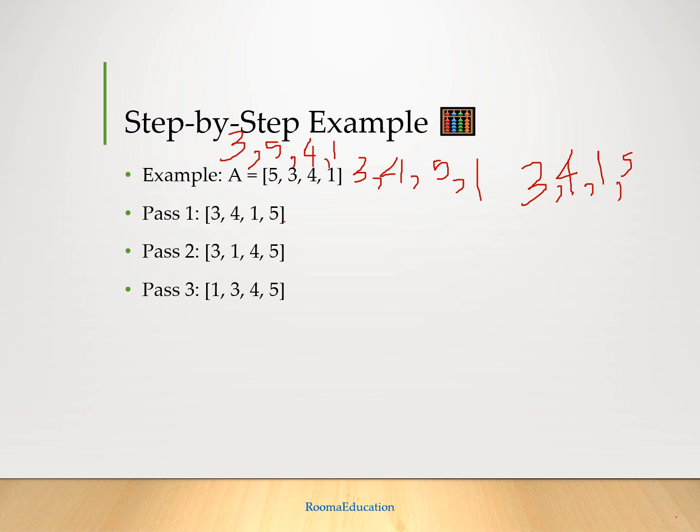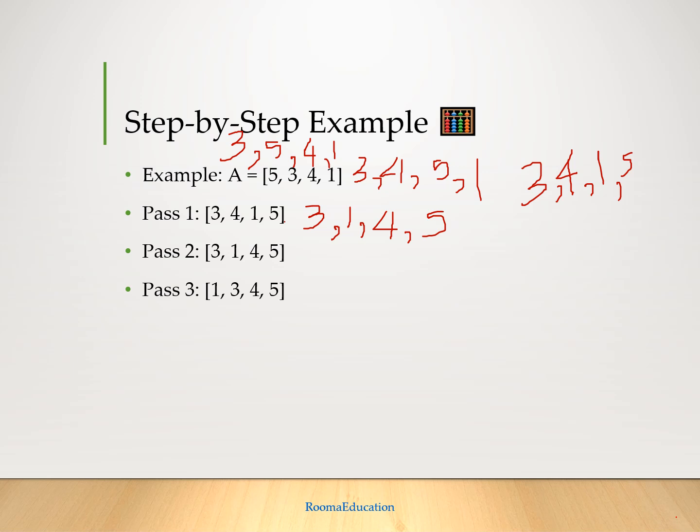Now we will sort the remaining part, the first three numbers. Number 3 is not bigger than 4, so we do not swap. Number 4 is bigger than 1, so swap them: 3, 1, 4 and 5. Next, the biggest number 4 is in the correct position.